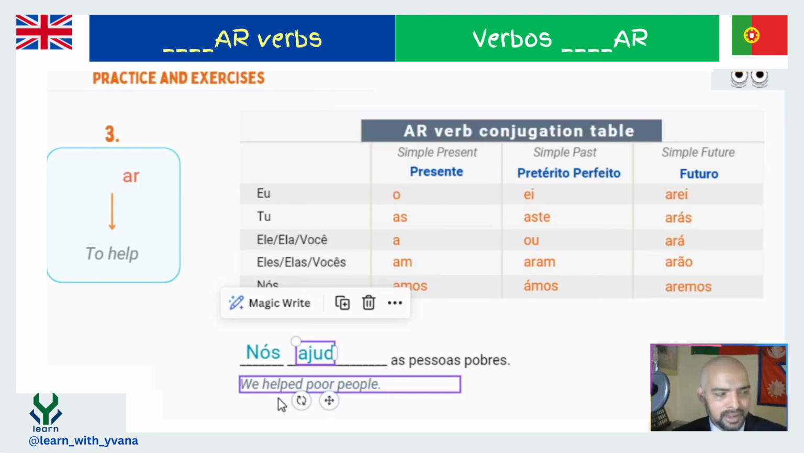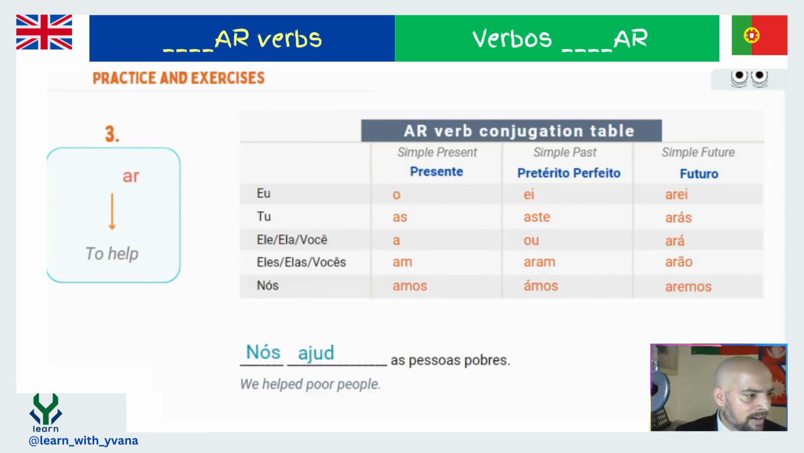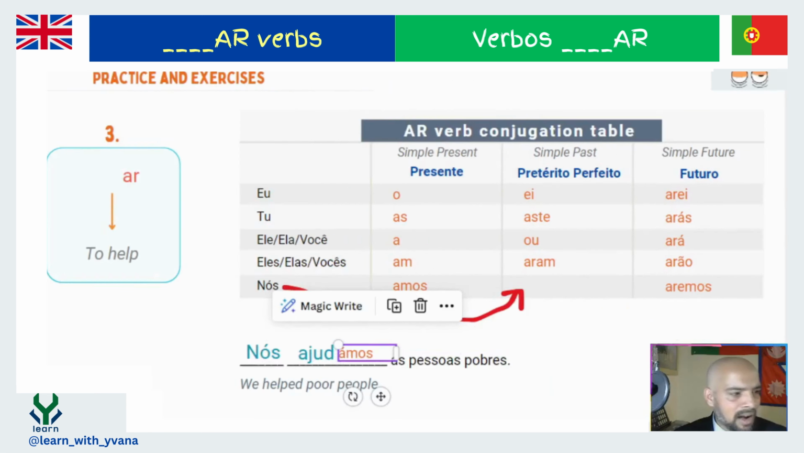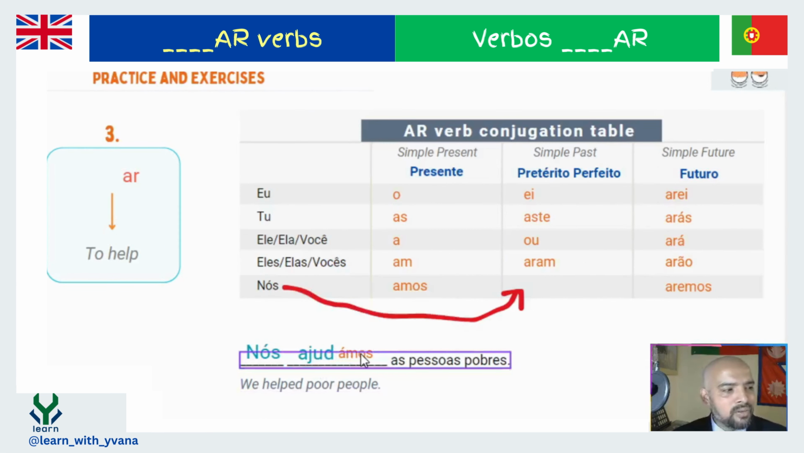We helped. That means in past tense. So if I see here the chart or the table, in past tense, I have this word, right? Amos. Remember, on the A there is an accent, right? So what I say, I just keep this here. Okay? And now I say, nós ajudamos, right? Nós ajudamos. So we helped.